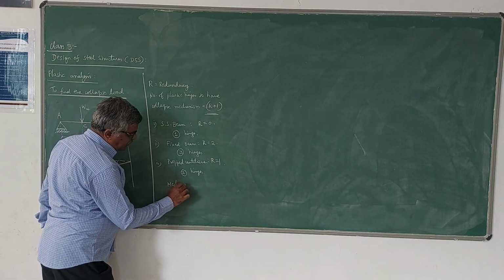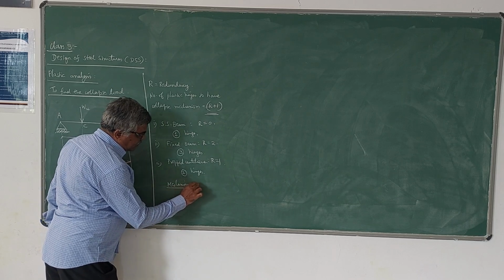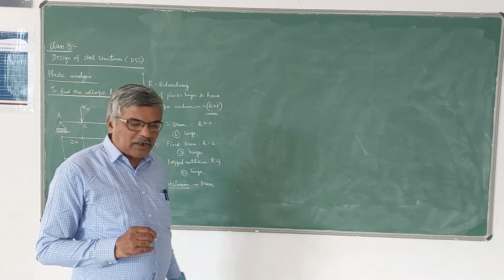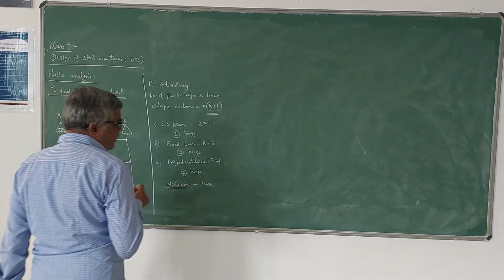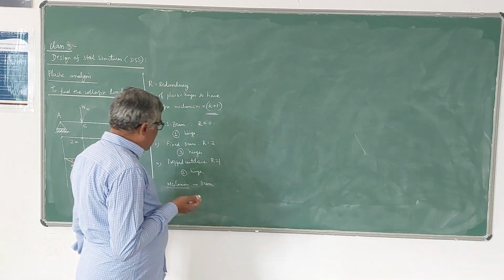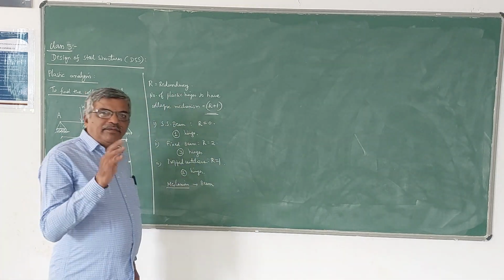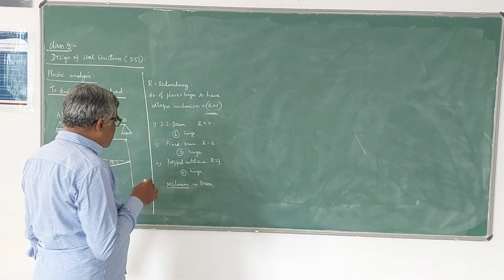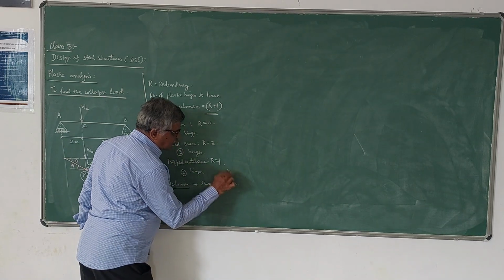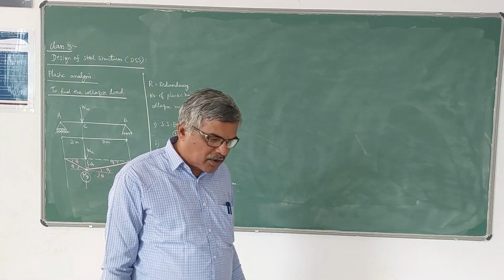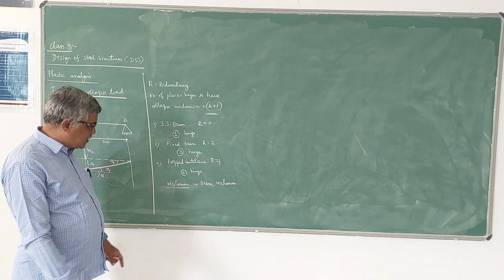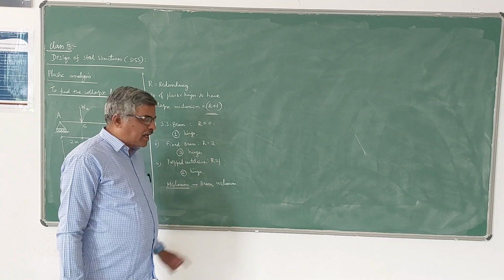That means when the structure is loaded up to the ultimate load, that is when the collapse load occurs, the mechanism will form. Mechanism means failure. In the case of a beam, we call it the beam mechanism. In the case of frames, you have sway mechanism, joint mechanism, and combined mechanism. There are 4 types of mechanisms. In the case of a beam, you have only the beam mechanism.